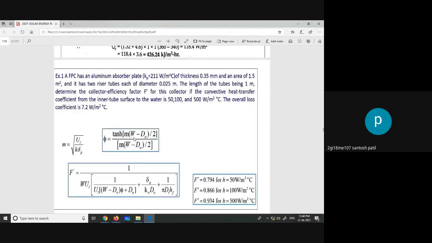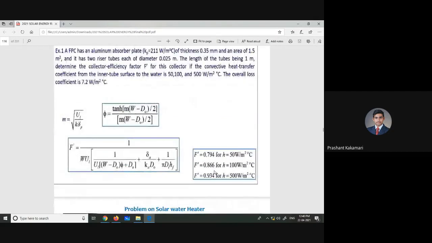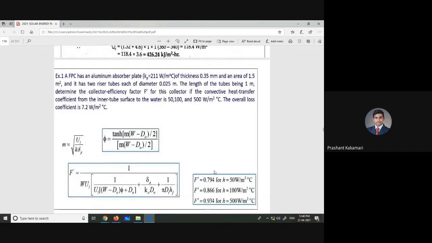So in this problem, I prefer to go by the width of the plate using this length of the collector. Length of the tube is 1, area is given. You just find out W and check these values. Okay. So I hope you can take this as homework. All of you can take this screenshot or by the recording of this video, you can check and find these values properly, by considering the proper W value, width of the plate.